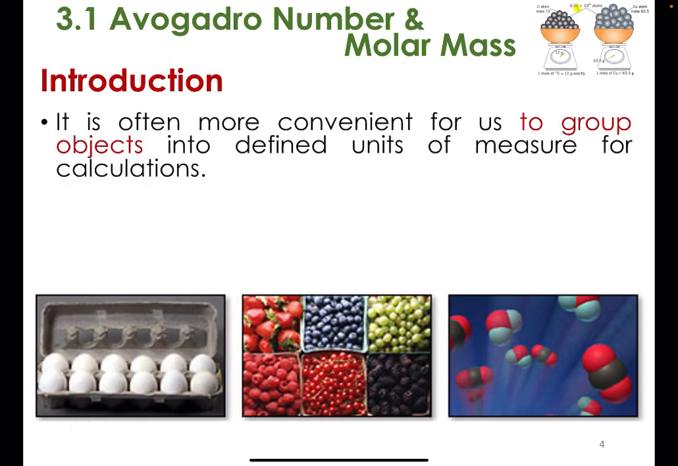So, it is easier for us to group objects into defined units of measure. This is for the purpose of easy calculations. For example, when you go to the supermarket, you will take one packet of 8. So in one packet, we got units of 12. But in another simple defined unit of measure, we use units of 12 as 1 dozen.